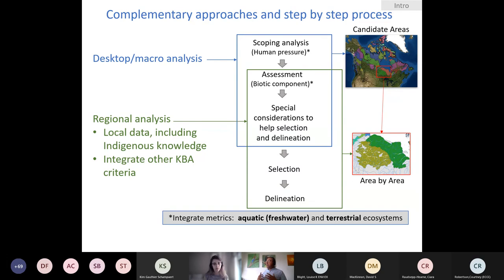So one of the things that the group proposes is trying to integrate not only terrestrial data sets and metrics, but also the aquatic ecosystems, in particular freshwater. We didn't have the time to integrate marine ecosystems, and I think that is going to be another work in parallel. So let me share with you some results about this macro analysis, because that's the analysis that we have right now.